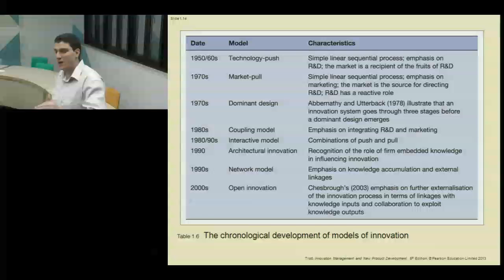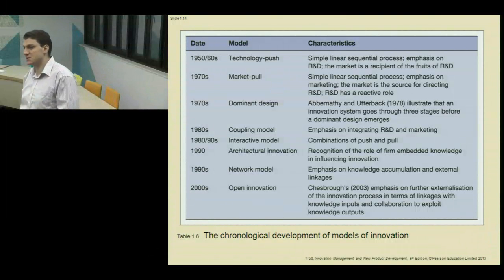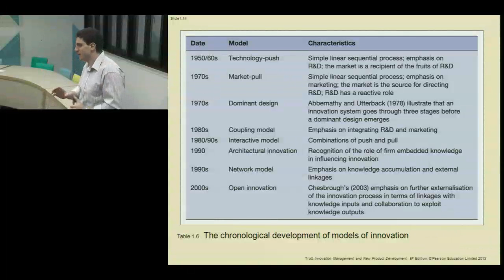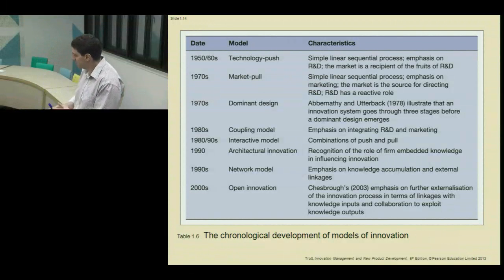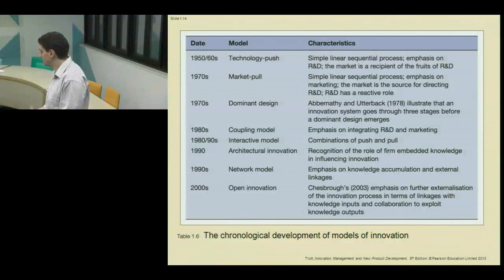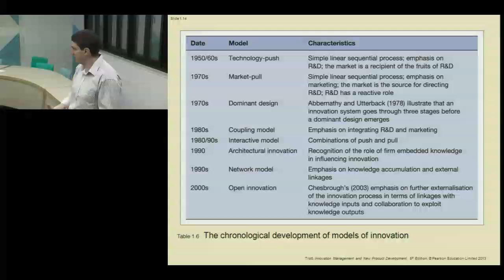In the 70s, we had the exact opposite. Simple, again, linear processes, but the emphasis on marketing. It was then that marketing actually started to develop. The market is the source of directing R&D, and R&D has a reactive role, not a proactive one. That's a difference. In the 50s, we have a proactive role of R&D, and in the 70s, a reactive role of R&D.